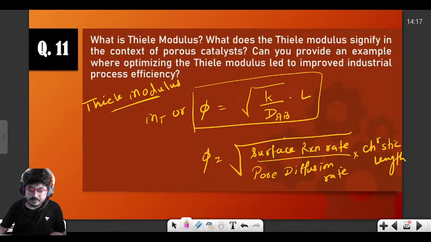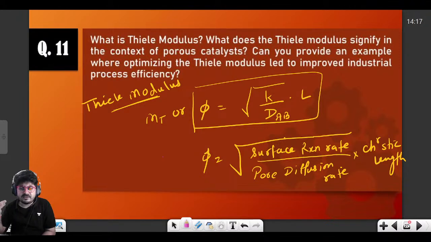Okay. Now, the second point is, what is the significance of Thiele modulus? Or you can say, in the context of porous catalyst, how does it signify the things? So in porous catalysis, when we talk about the Thiele modulus, we can define high Thiele modulus, low Thiele modulus, something like this.